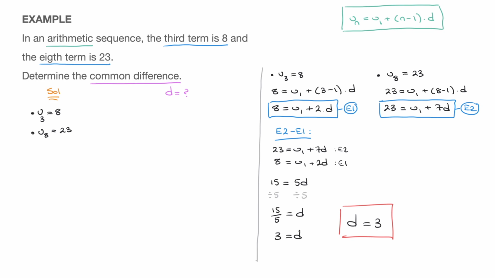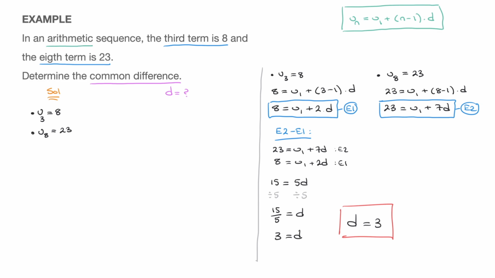Here we go. The idea here is to find an expression written in terms of 3 things. Those being the 2 terms that were given, so the third term which is equal to 8, and the 8th term which is equal to 23, and the common difference d that we're trying to find. And here's the whole idea. Although we don't know what the terms of this sequence are, nor do we know what its common difference is, we do know 2 of its terms. And of course, we also know that it's an arithmetic sequence.